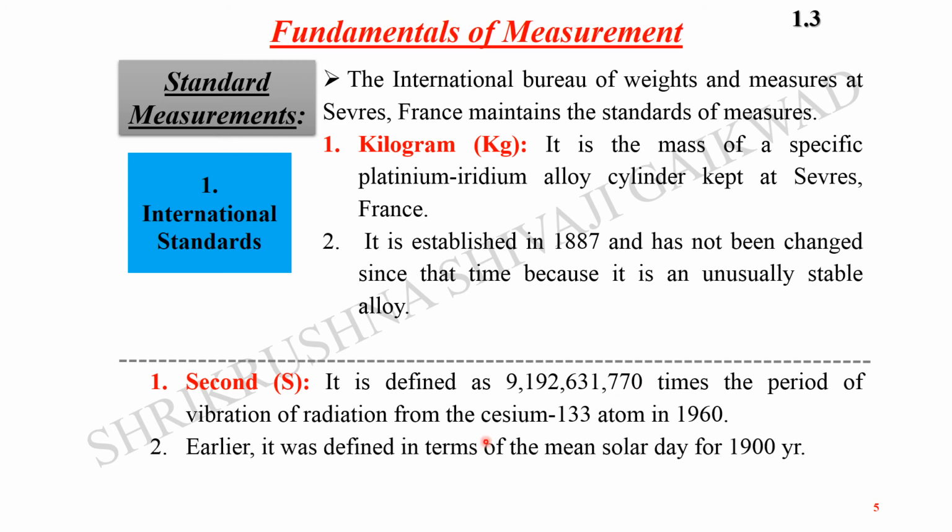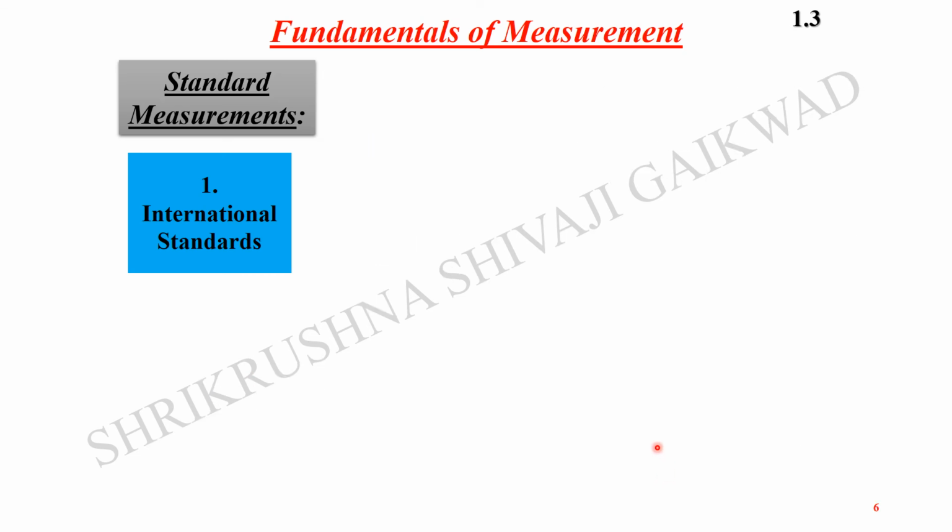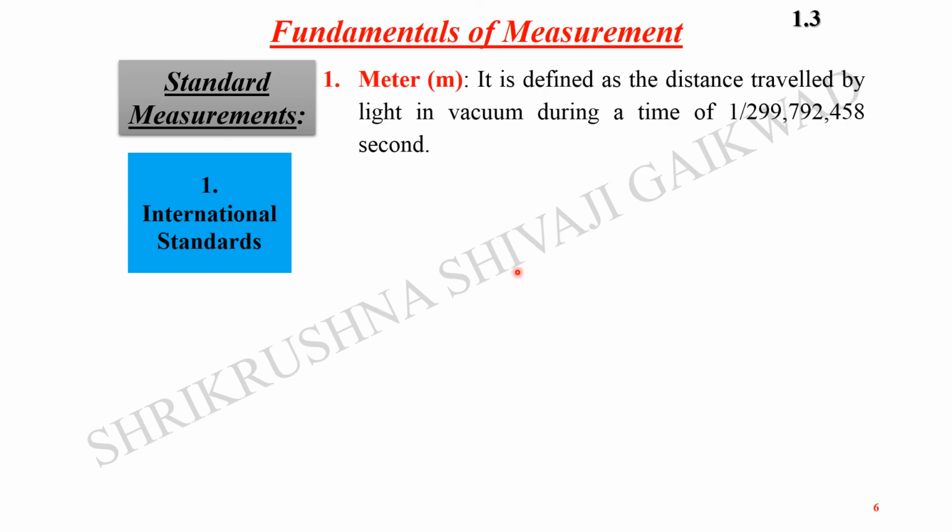Before that, it was defined in terms of the mean solar day of the year 1900. That was almost 120 years back, when it was decided. The mean solar second was originally defined as 1 by 60 into 60 into 24, so 24 hours, 60 minutes, and 60 seconds. This is how it was defined, based on the mean solar day.